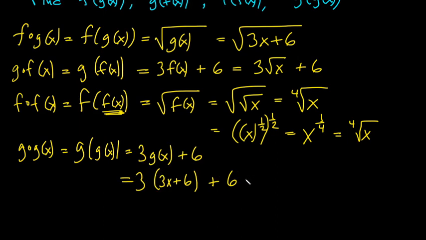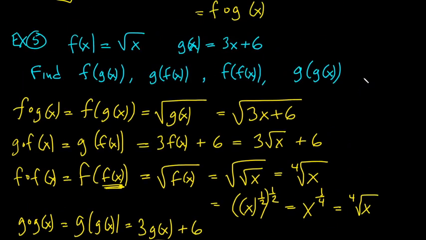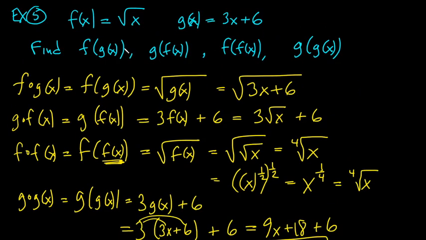And we should probably multiply this out. 3 times 3x is 9x. 3 times 6 is 18. And then we have another 6 at the end. So 18 plus 6 is 24. So there you go. G of g of x is just the function 9x plus 24. Okay. So that's a typical example of composing two functions.